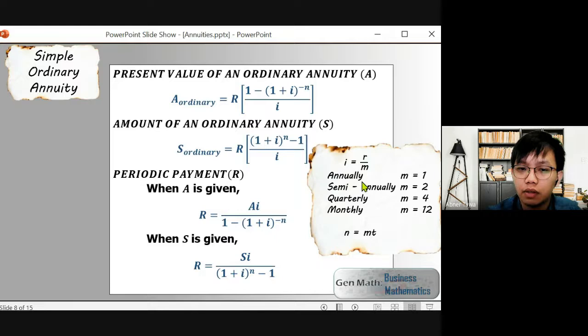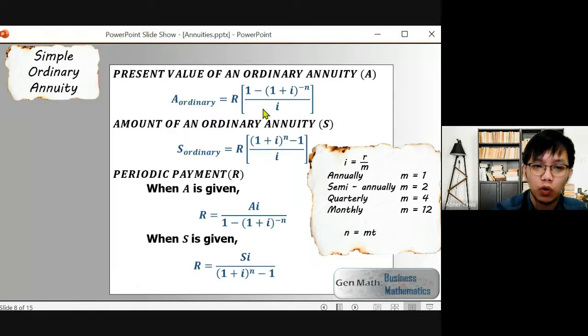Okay? And of course, the interest period or the value of M, always remember, if annually it is 1, and if monthly, that will be 12. And the value of n is m times t. And t, or the length of time or term of annuity, is always expressed in years. Okay.